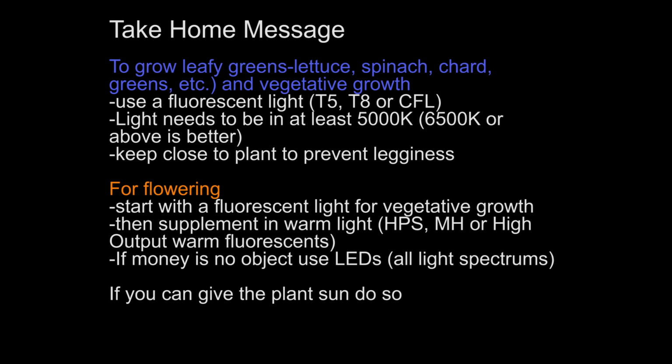Now, if you're growing plants like tomatoes, peppers, and things like that that will require flowering later on in their development, you're going to want to start with a fluorescent light to actually get them to do the vegetative growth. But then you're going to want to supplement a warm light, which could be a high pressure sodium, a metal halide, or a high output warm fluorescent light. If money's no object, you can use LEDs, and there are a lot of LEDs out there that cover the entire light spectrum in one light fixture.